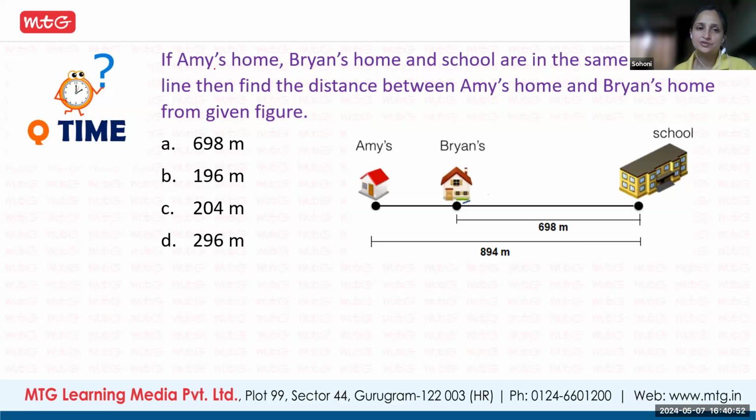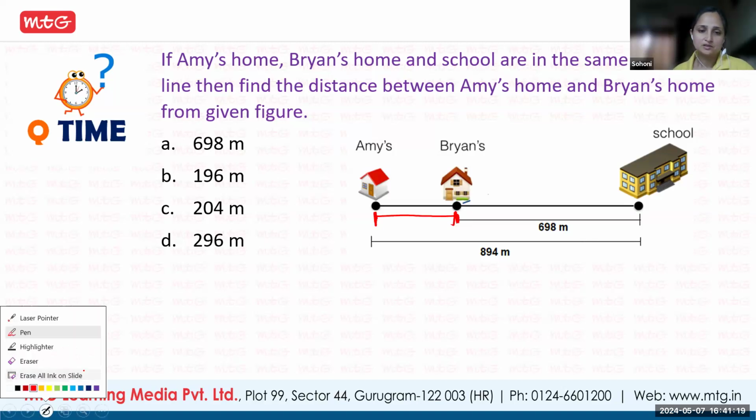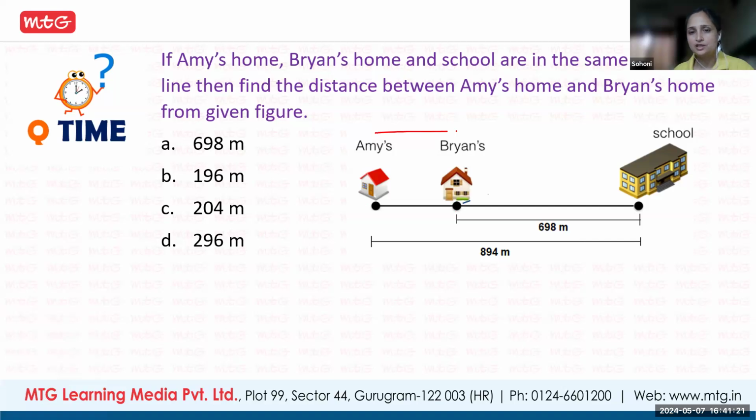Again, question time. Amy's home, Brian's home and school are in the same straight line. So this is on the same road. Emmy's home, Brian's home, and school. Find the distance between Emmy's home and Brian's home. So that means you have to find this distance, between Emmy's home and Brian's home.